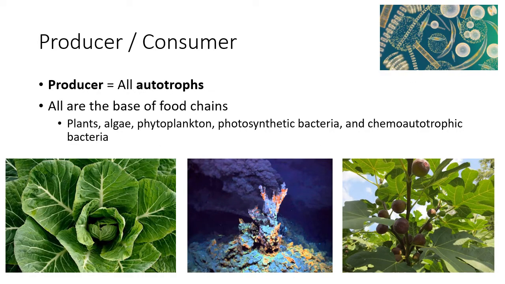When we talk about producers, for the producer-consumer feeding relationship, so now we're shifting gears more into the feeding relationships themselves, we're talking about autotrophs. So whenever you see producer, know that it means autotroph. The two are synonyms in this class. All of them are going to be at the base of the food chain, and every food chain is going to have a producer at the base. That could be a chemoautotrophic bacteria in a deep sea hydrothermal vent where there are no plants, but in most cases it's going to be a plant or an algae, a diatom, any type of plankton.